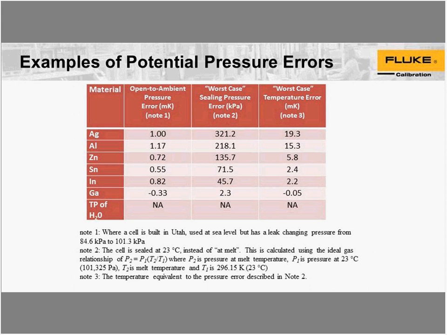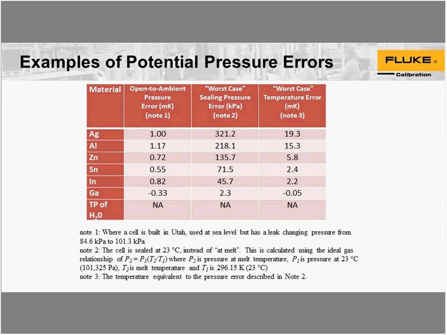This is a scenario where a fixed point cell is built in Utah and then used in California or somewhere at sea level, and the pressure changes in the cell because there's a leak. Now again, I recognize that there are other things that could cause this error, but this is just an example of a pressure differential error. So the pressure inside the cell could potentially change from 84.6 kilopascals to 101.3 kilopascals. And so when we consider the material involved, we can see in millikelvin the approximate temperature differential.